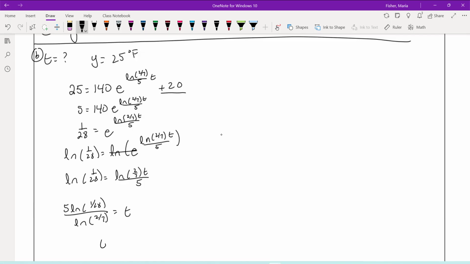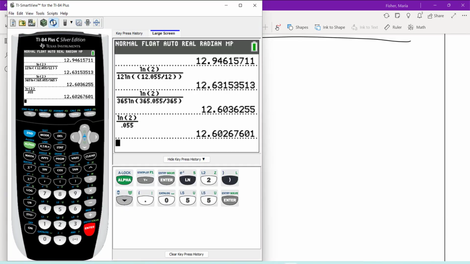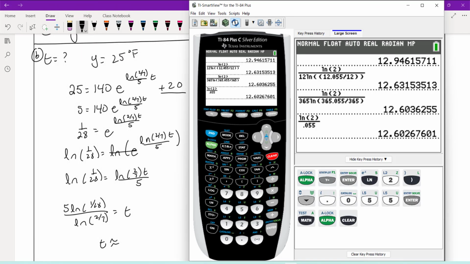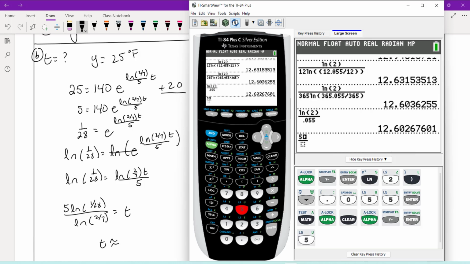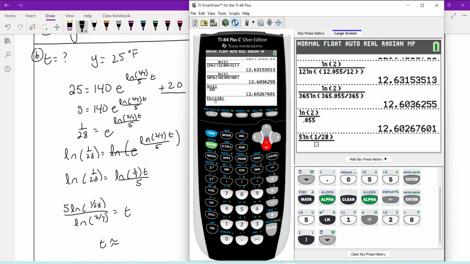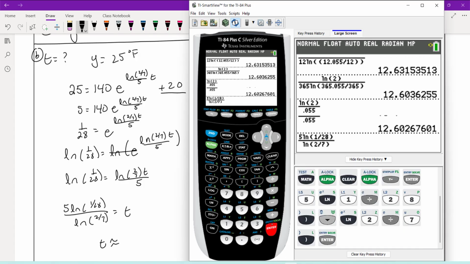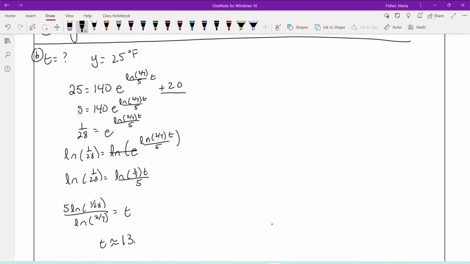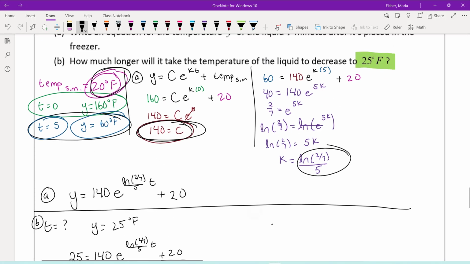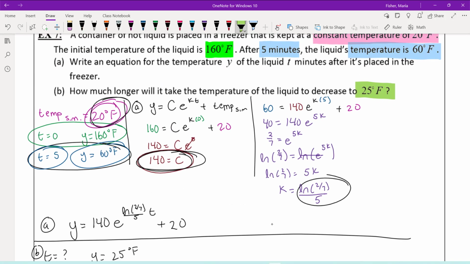Plugging that into a calculator, we end up with t is approximately 5 ln of 1 divided by 28 divided by ln of 2 divided by 7, which is approximately 13.3 minutes.